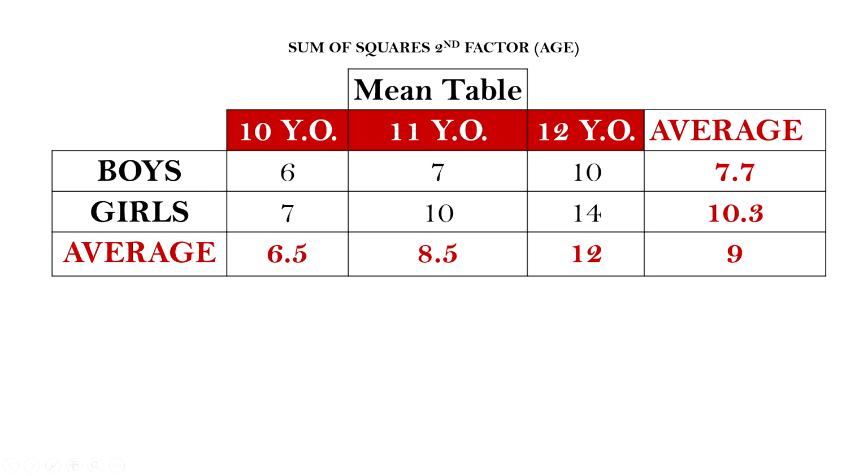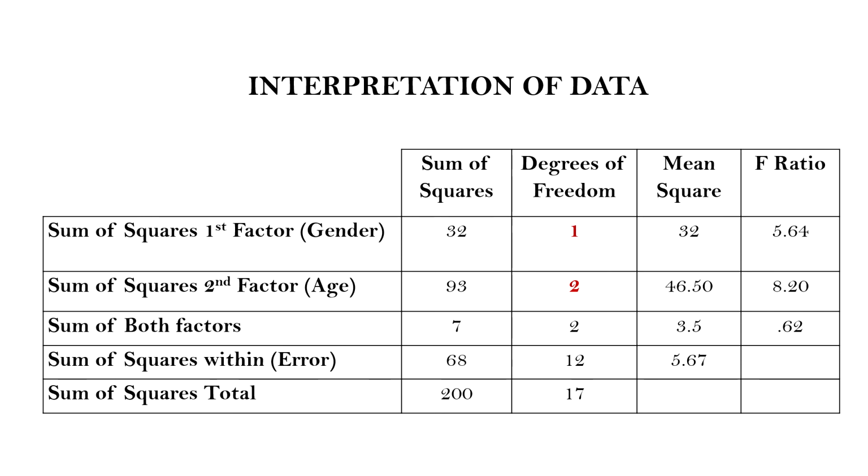Now we have to get the degrees of freedom of the second factor, which is age. We have 3 categories of age, 1, 2, 3, and n minus 1, with n being 3 as you remember, is equal to 2. Now we have the value of 1 for the first factor, gender, and 2 for the second factor, age.